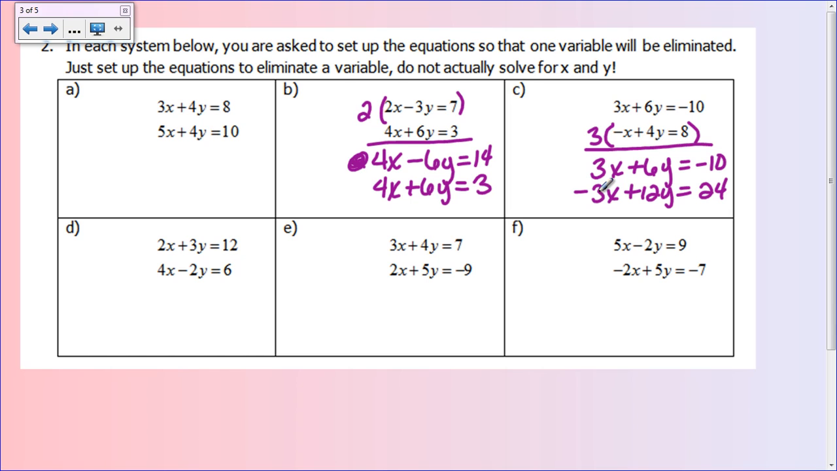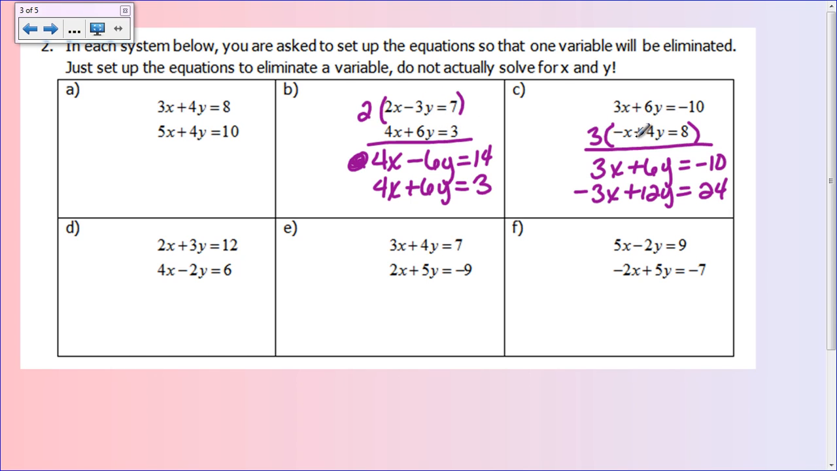So let's skip down here to E. If you look at E, I've got 3x plus 4y equals 7 and 2x plus 5y equals 9. First of all, I don't have anything that is set up as opposites. I don't have a positive and a negative anything. The other thing is 3 and 2, like when I got up here, I had my 3 and my 6. The common multiple there is 6, so it's easy to turn one into a 6. The other one is already a 6.